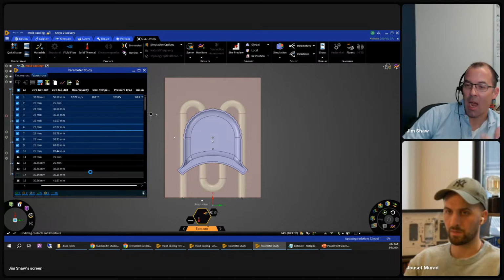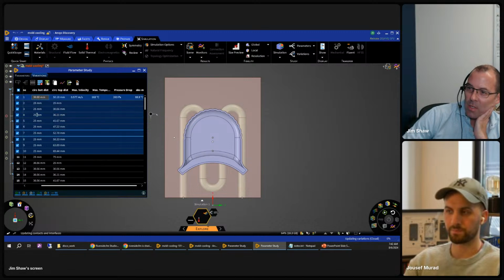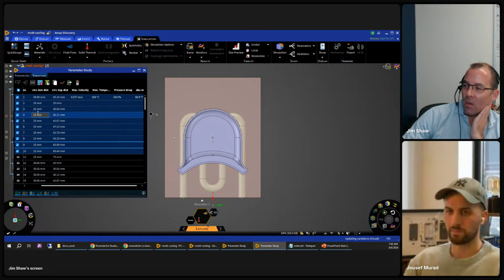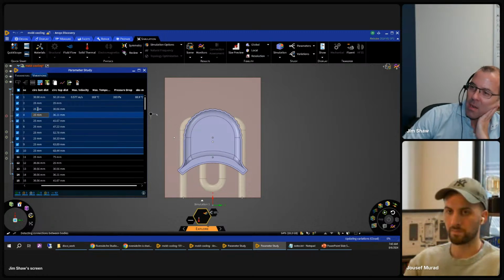So you can see the geometries live, right? You see how the circuit is updating. In this particular case, the first 10 are all the bottom distance. Or sorry, the top distance is being changed while the bottom distance is not. So this is all updating the geometry and sending up to the cloud on the fly.